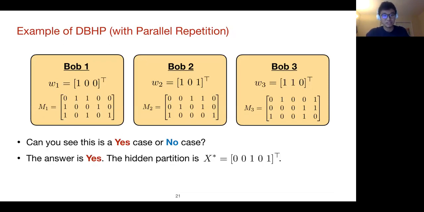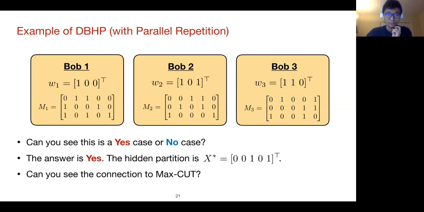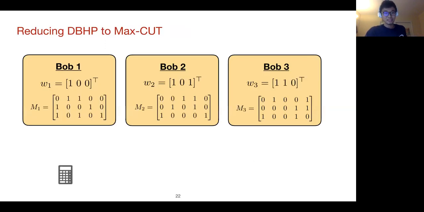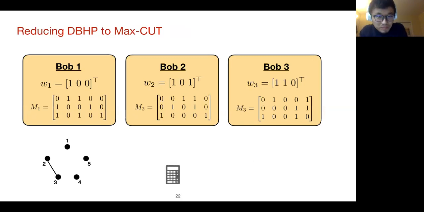And it turns out that it is a yes case because this X star is a hidden partition. But now the important thing is to see why this problem connects to Max CSP. Specifically for Max-CUT, the intuition is to use this indicator W to pick the edges. So for Bob 1, I will pick the first edge, which is 2, 3, and insert it to the streaming algorithm. And then Bob 2 will pick the first and the third edges.